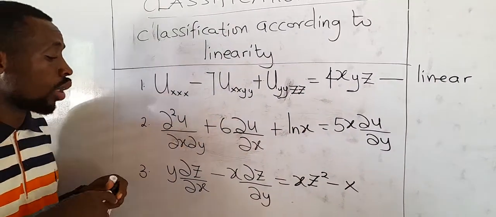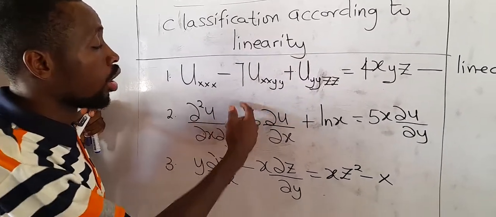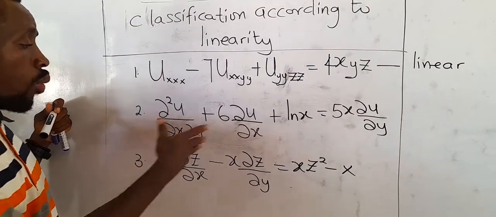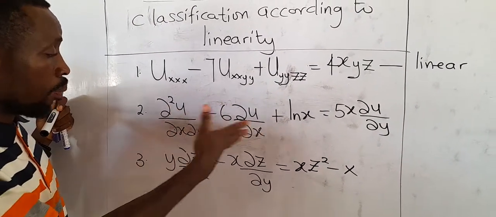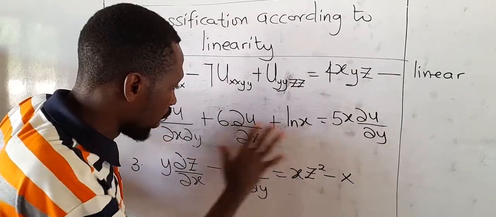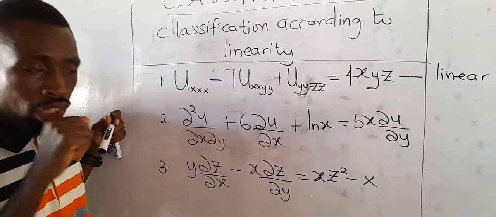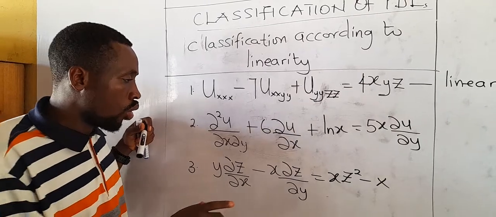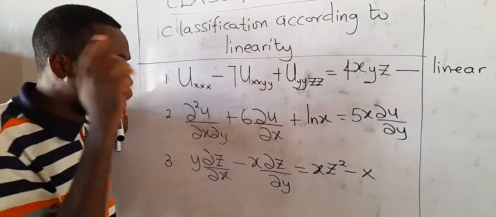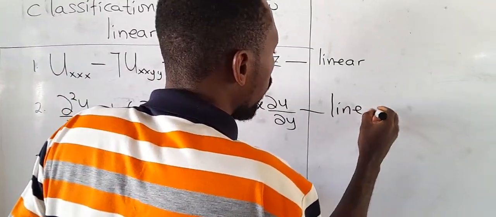Now let's look at this one. We check the degree of the partial derivatives. They are all one. Is there any product between the partial derivative and the dependent variable? There is no dependent variable multiplying the partial derivative. Condition satisfied. Third condition: is there any transcendental function of the dependent variable? There is a transcendental function here, but it's of an independent variable. So that condition is satisfied, and it qualifies to be linear.